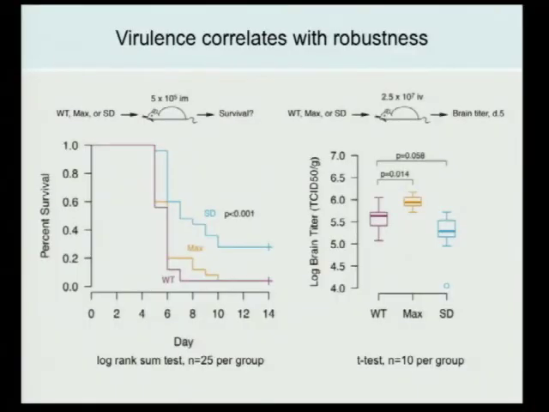Finally, the robustness correlates with virulence. So in here, you see wild-type, max, and SD in mouse, and you see the SD is attenuated with respect to the other two. And you also see that there is an almost significant difference with respect to the titers in brain.